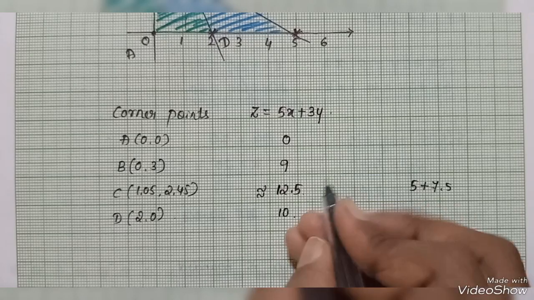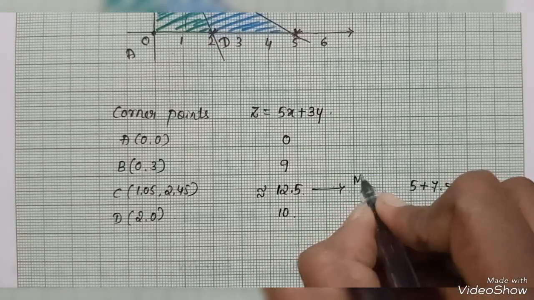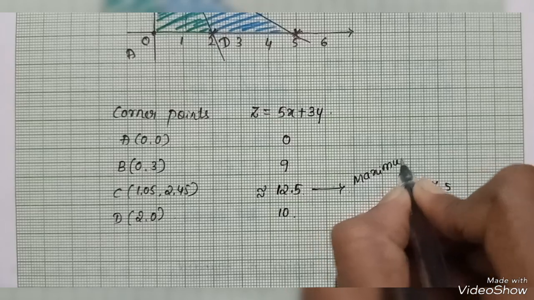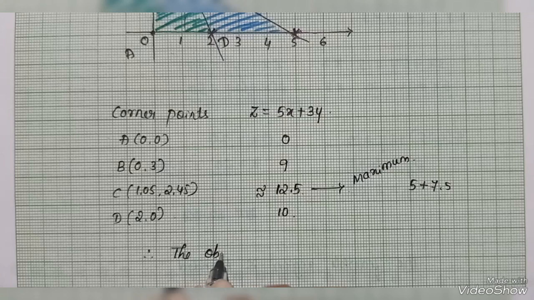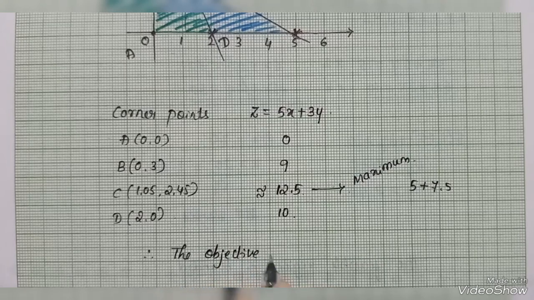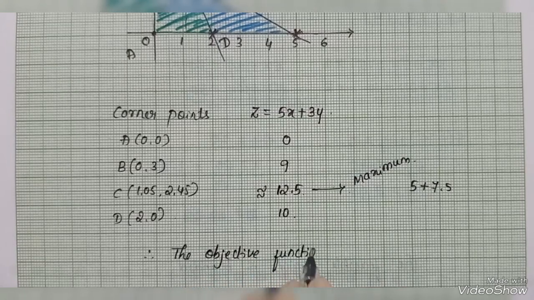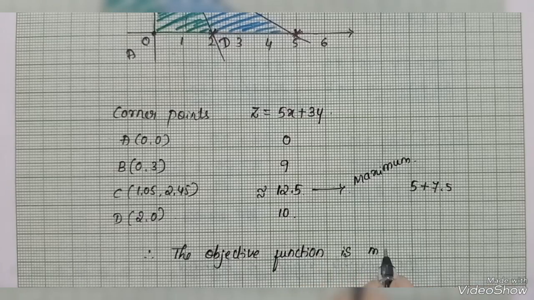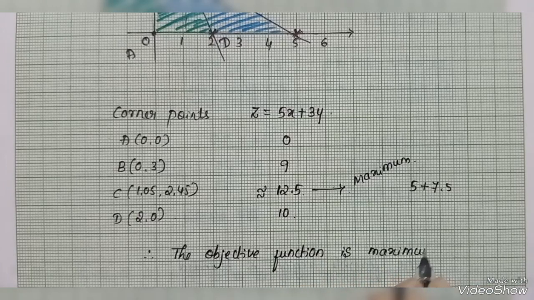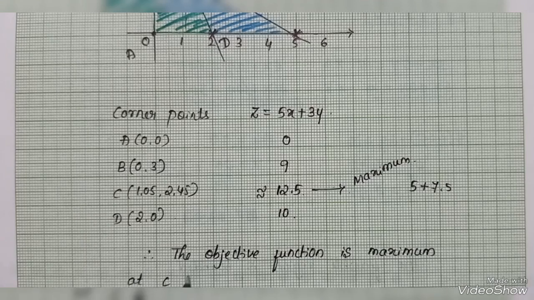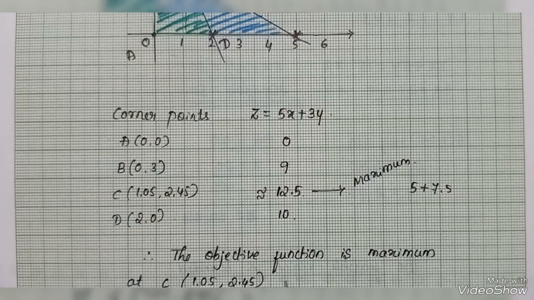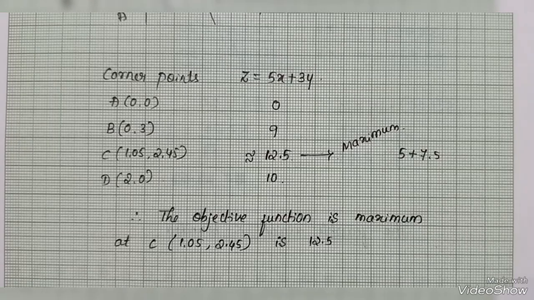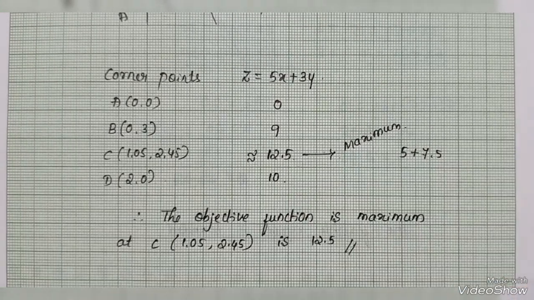Therefore the objective function is maximum at C, 1.05, 2.45, which is 12.5. Okay, this is the solution of the given problem.